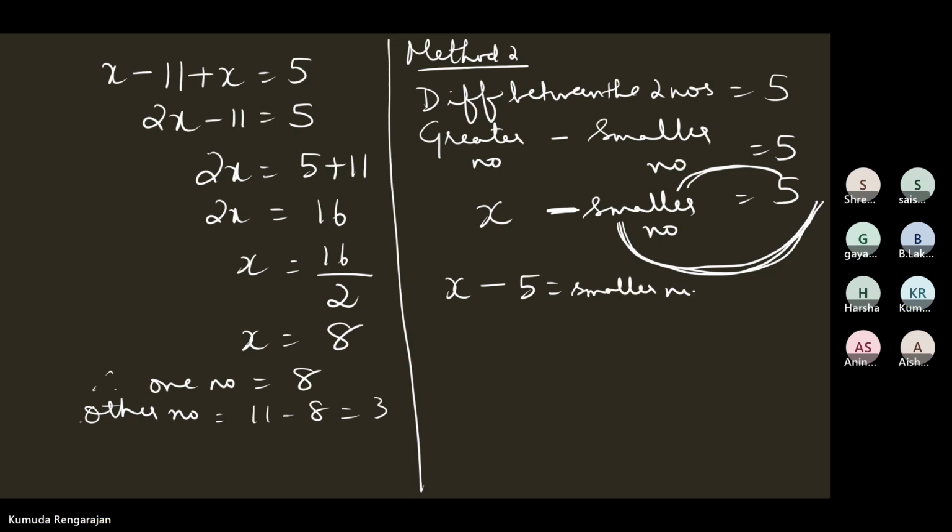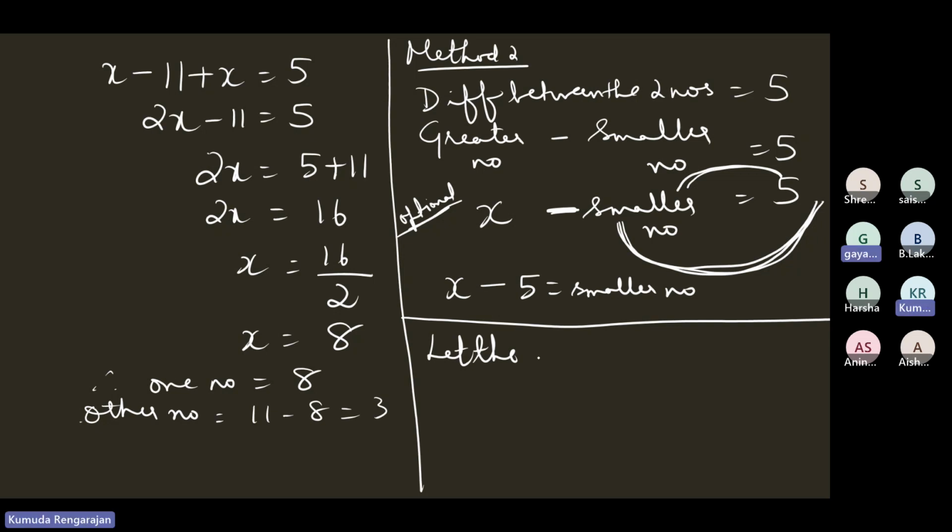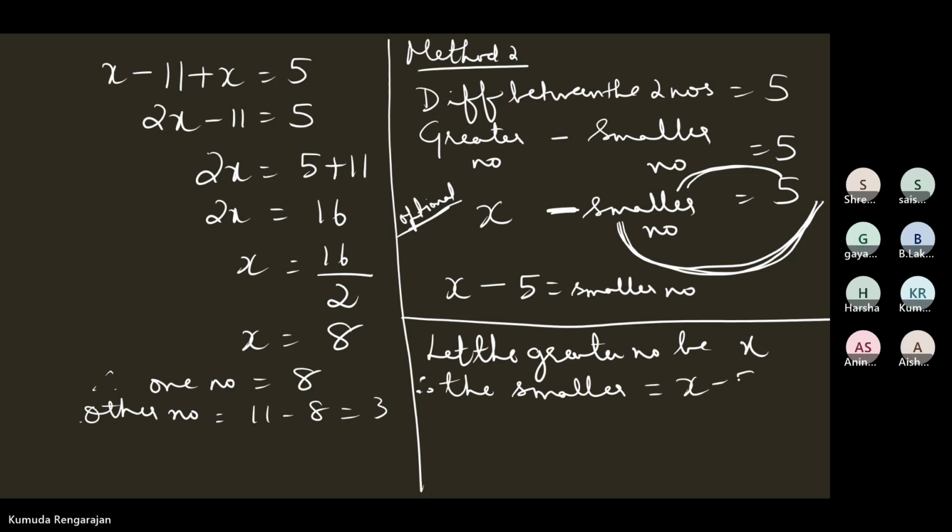Yes, ma'am. Now this again is optional. This one will help you assume. Now tell me, let the greater number be x. Therefore, the smaller number is equal to x minus 5, ma'am. Yeah, very good.